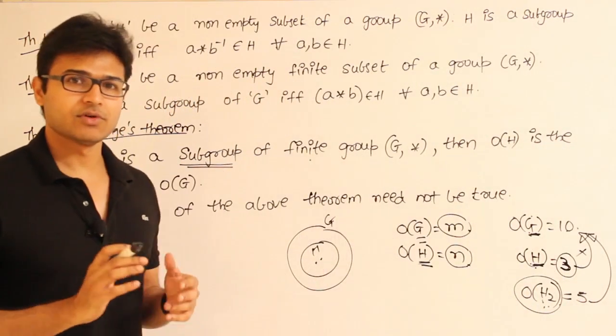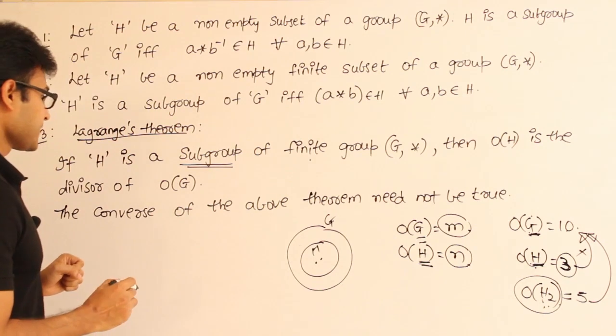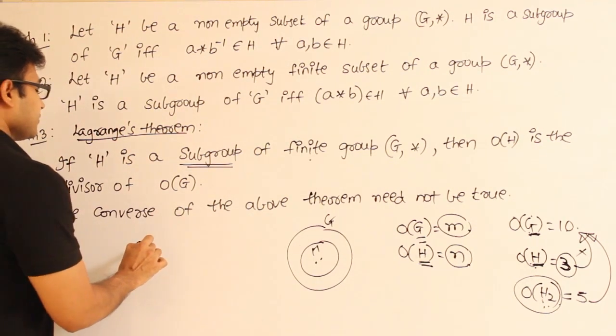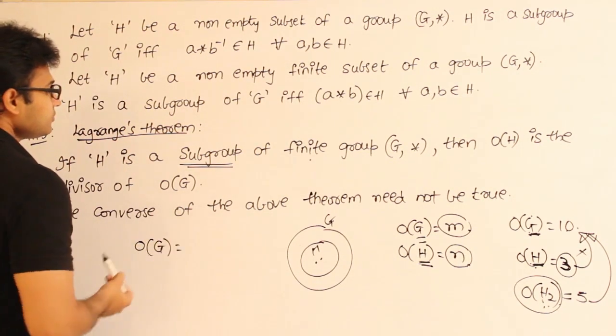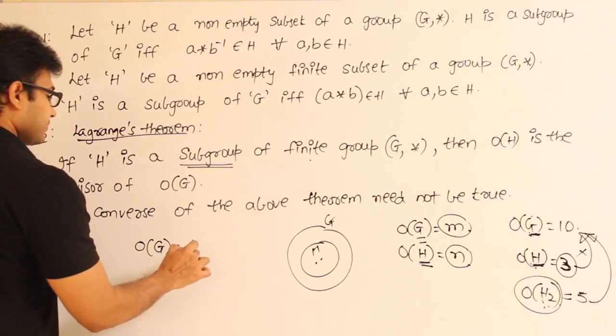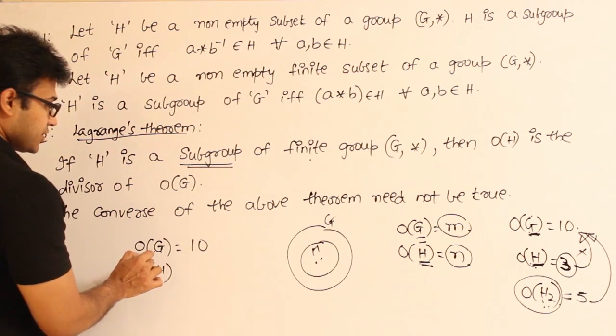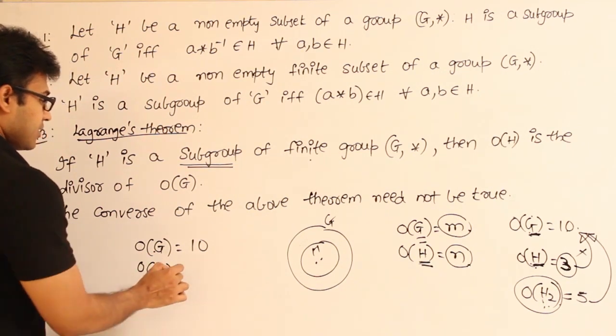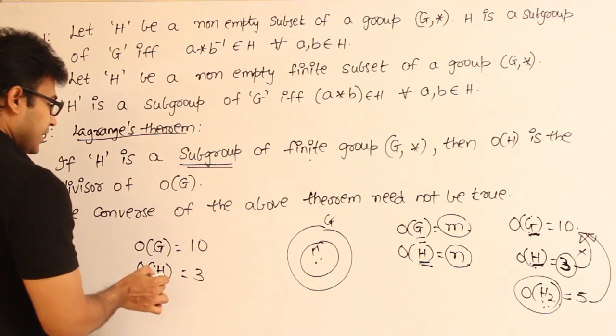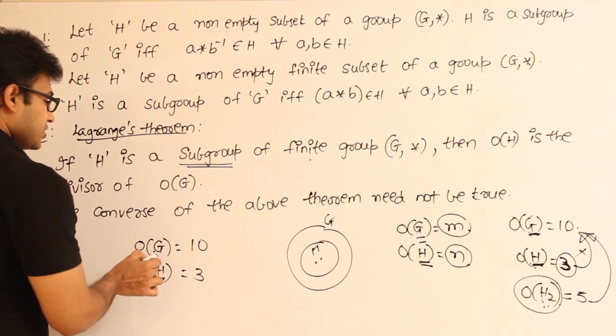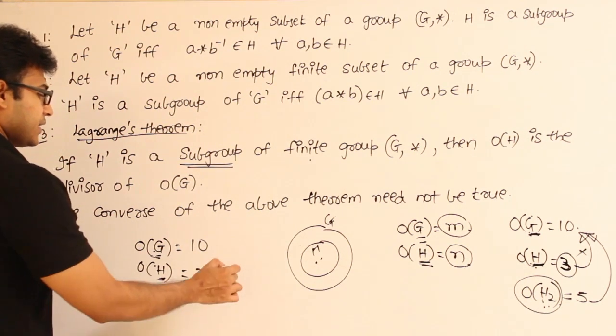Okay, let me give you a few questions here. See this. Now, let us say the order of G is 10, and the order of H, where H is a subset, not a subgroup, is 3. Will H be a subgroup of G? You can directly say no.